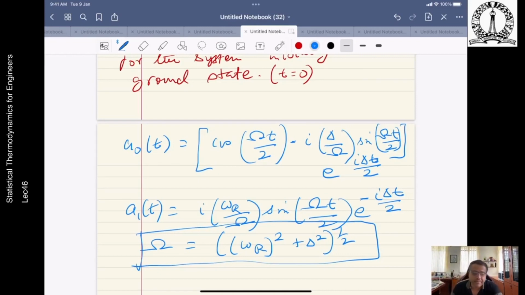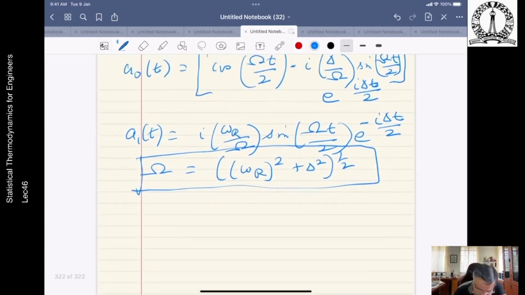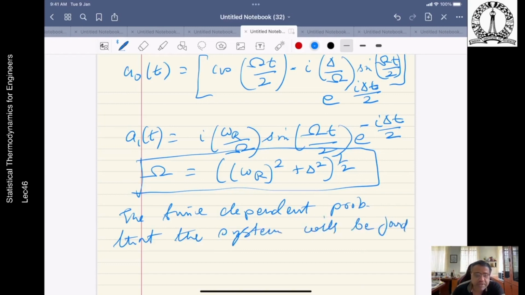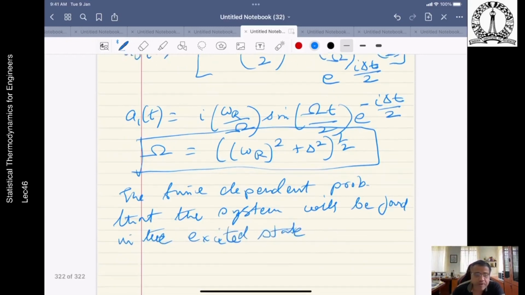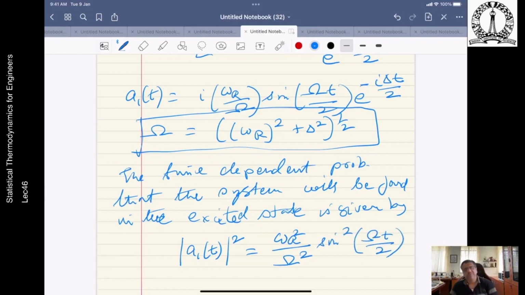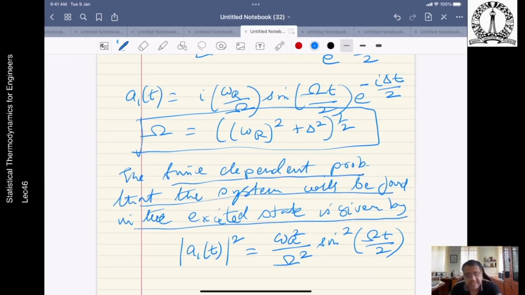If you substitute this solution, you will see that it agrees with the equations we are talking about. So the time-dependent probability that the system will be found in the excited state is given by A1 squared, equal to omega r squared over omega squared, times sine squared of omega t by 2. This is the time dependent probability that the system will be found in the excited state.